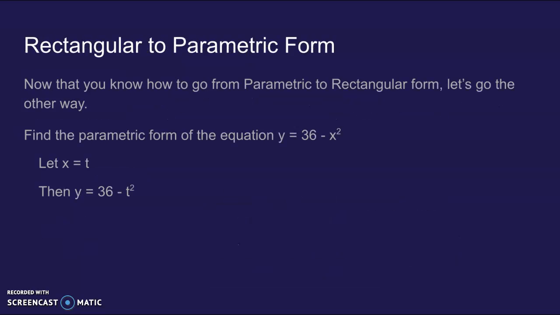All right, so now that we know that we can go from parametric to rectangular form, let's say we want to go the other direction. We have an equation in rectangular form, something like y equals 36 minus x squared, which is just a parabola. And I'd like to write it in parametric form. So the first thing I do is I just say, okay, I need to write x in terms of t. And I get to pick whatever I want. So let's just say t. That's a pretty easy one. Then if I substitute the t in where x is in the equation, I get y equals 36 minus t squared. That's it. Done.